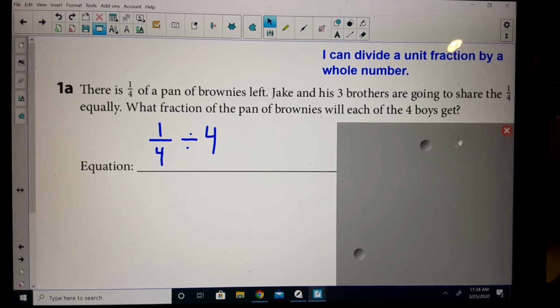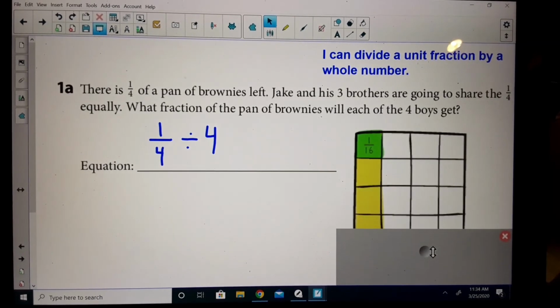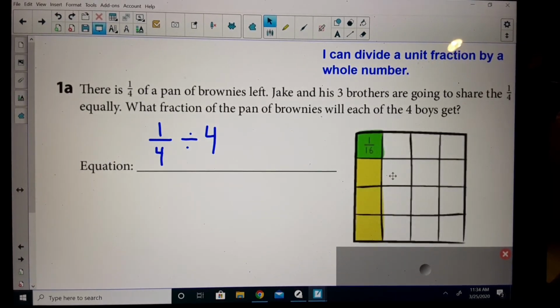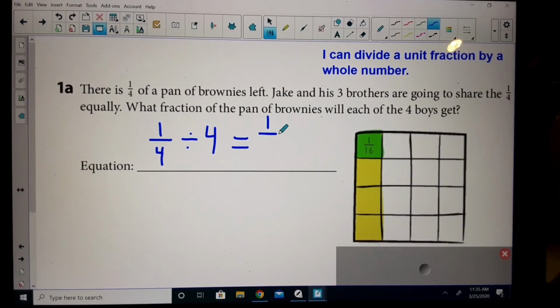But what does this look like? Let's take a look. It looks like this. Here's the 1/4 of the pan of brownies that was left. And these lines divide it among the 4 boys. They would each get 1 out of 16 pieces. So our answer is 1/16.